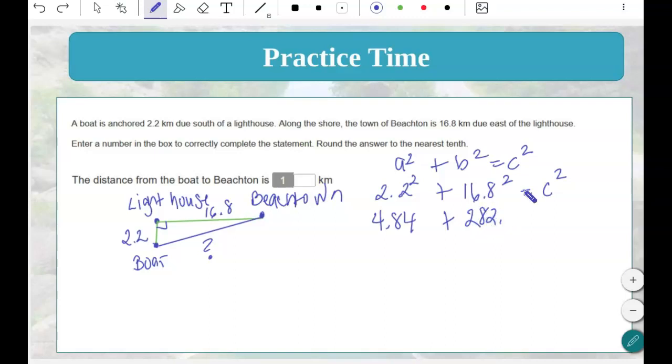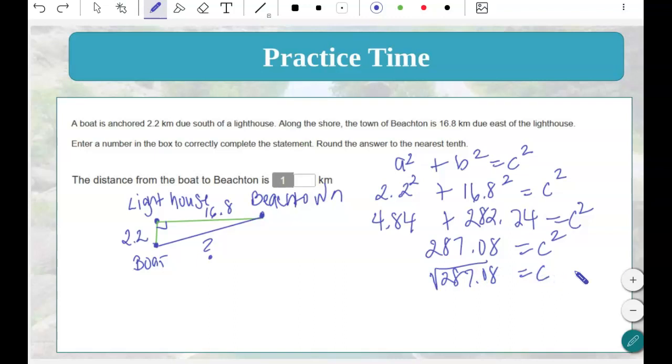Let's say it was 282.24. That's c squared. Add those two together, and it's 287.08. And that's c squared. So c will be the square root of that. Use your calculator. Second, x squared, 287.08, comes out to 16.94.